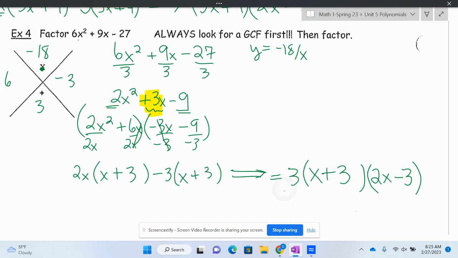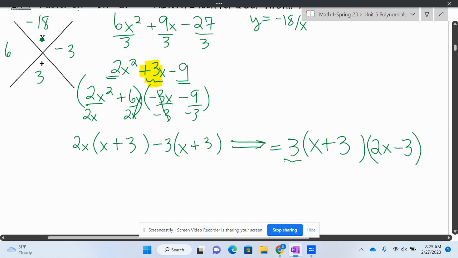Where did my 3 come from right here? Where did that come from? We factored it out at the very beginning. That's our GCF. Okay? Right? All right. Do you guys want to try one more?